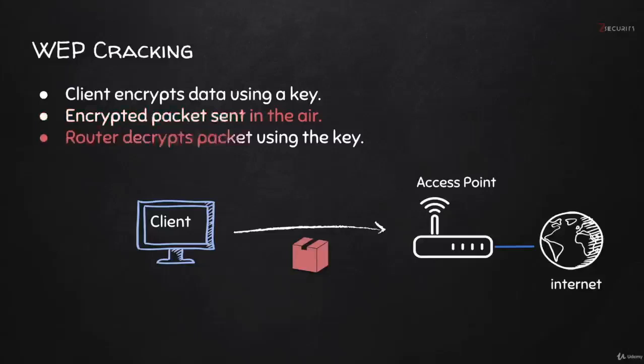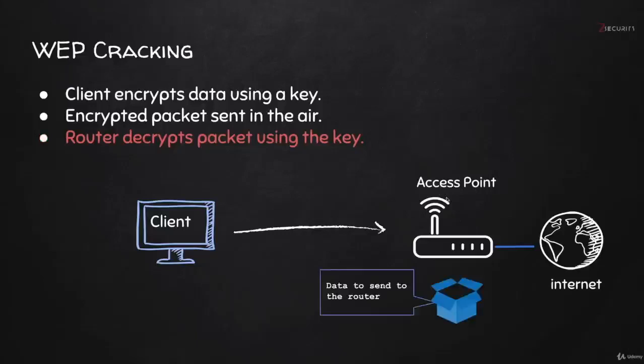The access point will receive this encrypted packet and it'll be able to transform it back to its original form because it has the key. Therefore, it'll actually be able to read the contents, which is data to send to the router. The same happens if the router wants to send something back to the client. It'll first encrypt it using a key and send it to the client. The client will be able to decrypt it because it has the key.